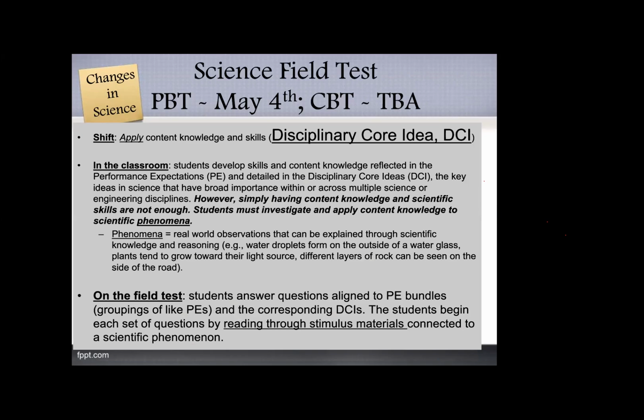But the big thing in science that we want to focus on is it's no longer about knowing a scientific concept. It's about taking that content knowledge and the skill and applying it to actual issues within science. And we call that phenomena. It's the real world observations that can be explained through scientific knowledge and reasoning.